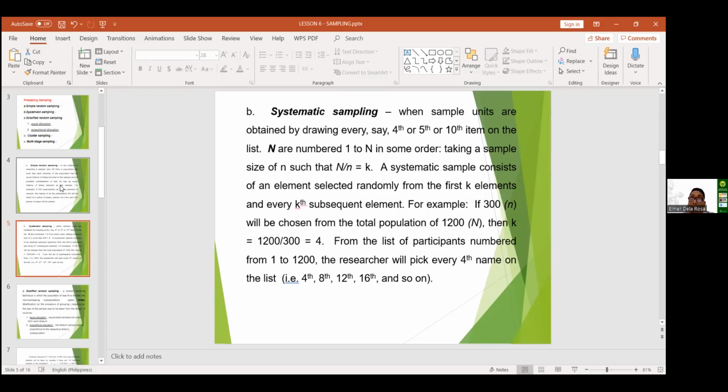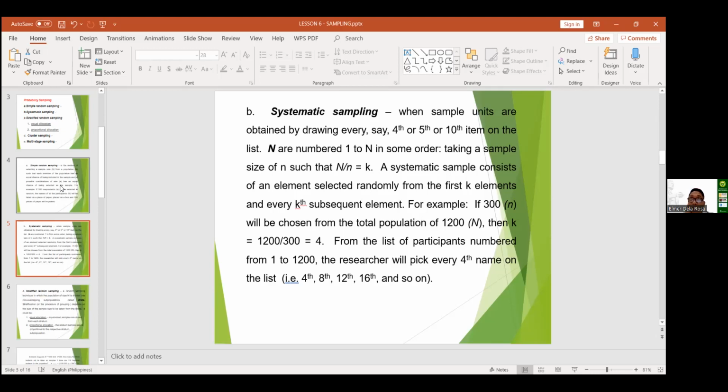Yung ibang ginagawa, instead na nag-uumpisa agad sa 4th, okay, ulitin ko, na-determine na niya na ang K niya ay 4. So, every 4. Pero, not necessarily mag-uumpisa sa 4. Pwedeng i-random din niya kung from 1 to 4, magbibilang siya o mayroon siyang numbers na 1 to 4. Then, i-randomly choose niya kung anong number yung mabunot niya. Halimbawa, number 3. So, sa 3 siya mag-uumpisa, pero every 4th pa din.